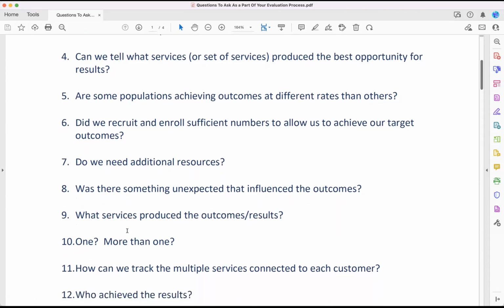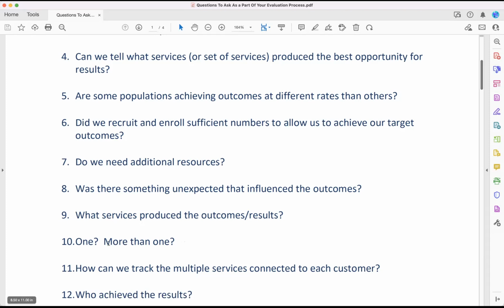Another question you want to ask yourself is, what services produce the outcomes and results? Within your program and within the work that you do, it might just be that the other programs, projects and services that you offer are support, helping to gird up what you're doing, but it's actually only one or two services that produce the outcomes. So was it one service? Was it more than one?